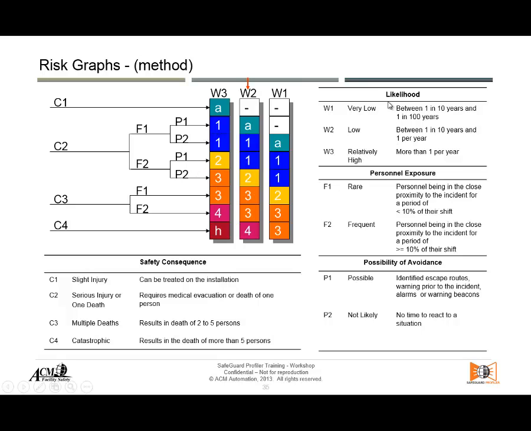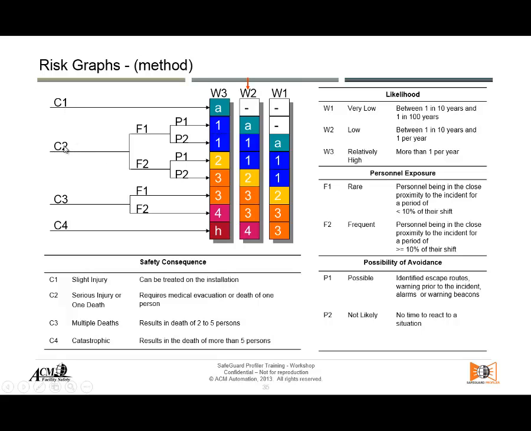So the first part would be to look for the likelihood, and in this case it is W2, that means a low likelihood, between 1 and 10 years, or once per year. So that's one definition that this company decided to pick. So we start in there, and then we start asking other questions of the team, right? So for example, from the consequence point of view, is it a slight injury? Is it a serious injury, one death? Are there multiple deaths? Is it catastrophic, more than 5 people getting hurt? So then that would be the point of entrance into the risk matrix and start making decisions.